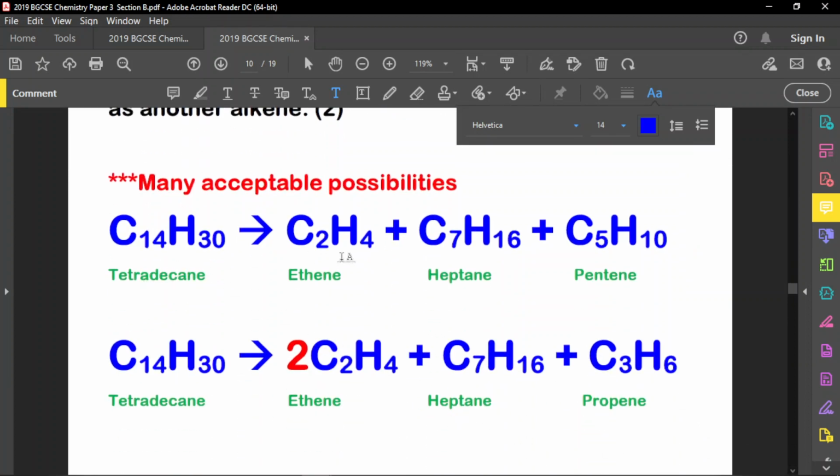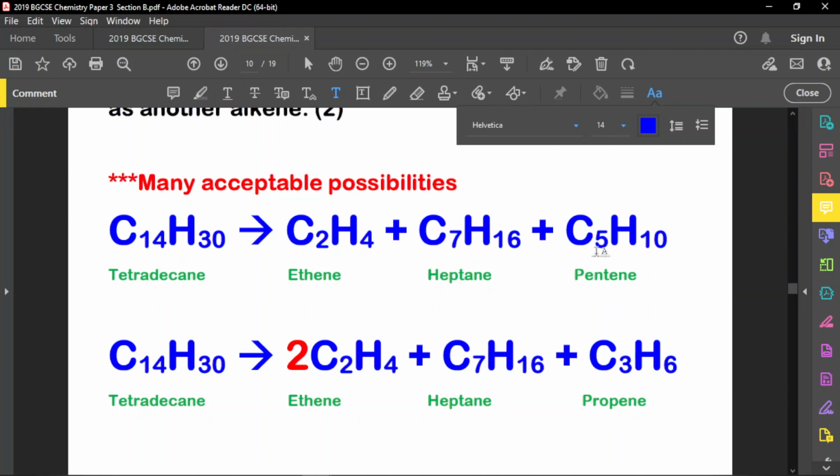And so you have the tetradecane turns into ethene, heptane, and pentene, because it must have another alkene, it said. Again, ethene they say is a must, so I put ethene in the first one. And again, for the second option, you can have ethene, you can have heptane, and you can also have propene. Any of these are options.